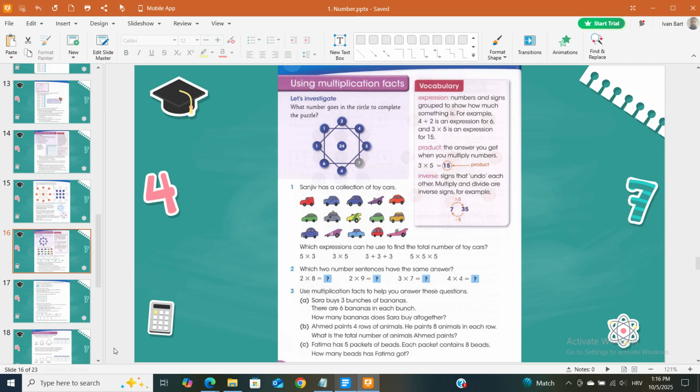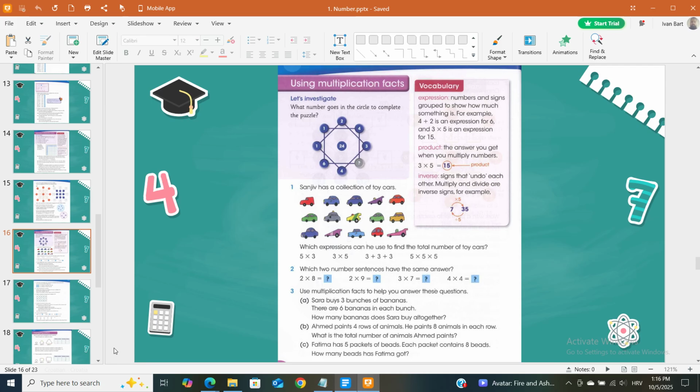Which expressions can he use to find the total number of toy cars? 5x3, 3x5, 3 plus 3 plus 3, 5 times 5 times 5. Which two number sentences have the same answer? 2x8, 2x9, 3x7, 4x4.